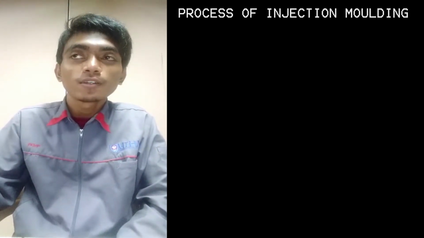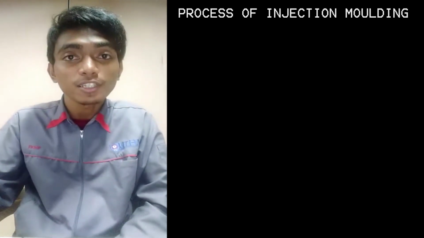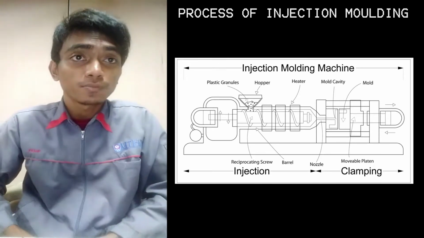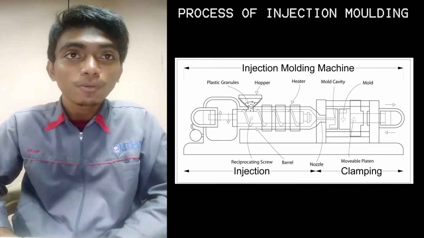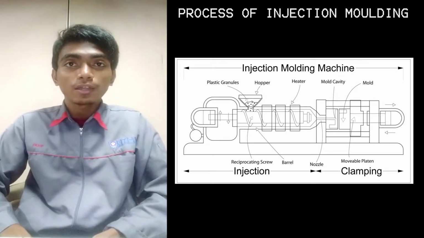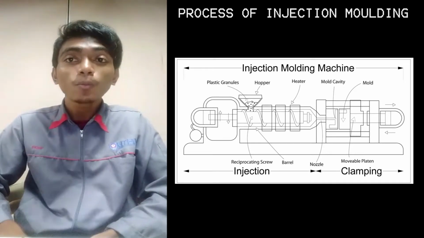My name is Muhammad Shafiq and I will continue with the cycle process of injection molding. For the first unit is injection. The injection unit is responsible for both heating and injecting the material into the mold. The first part of this unit is the hopper.